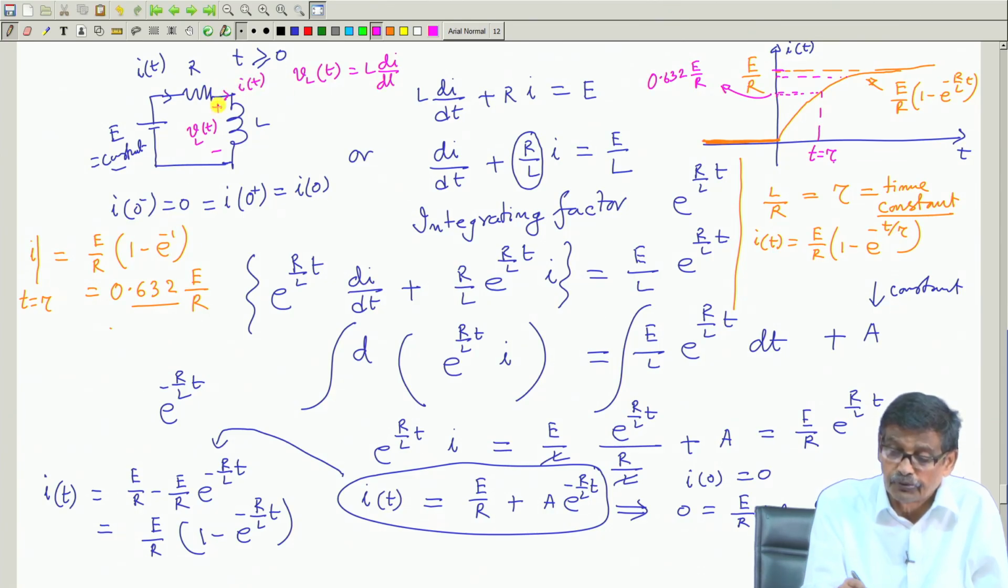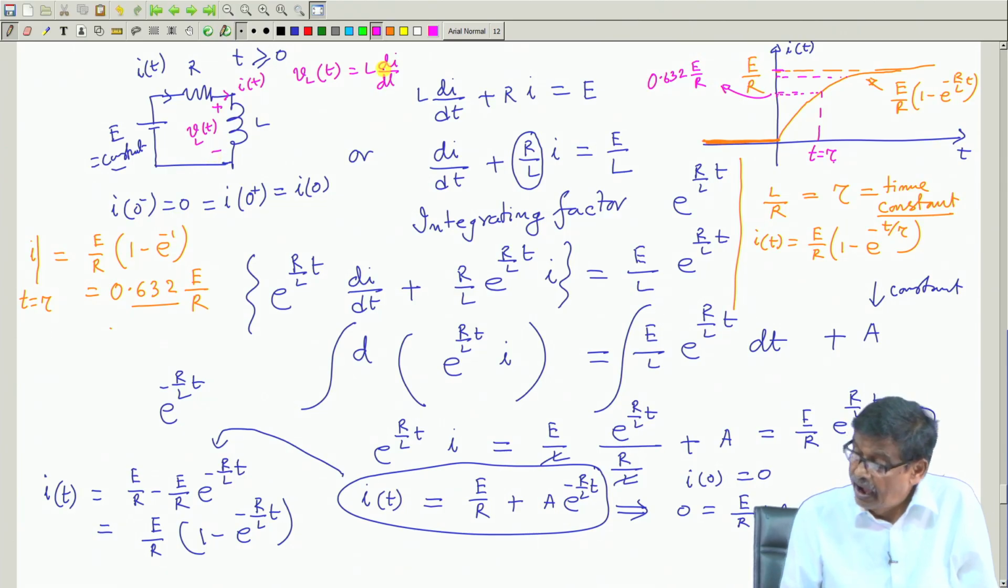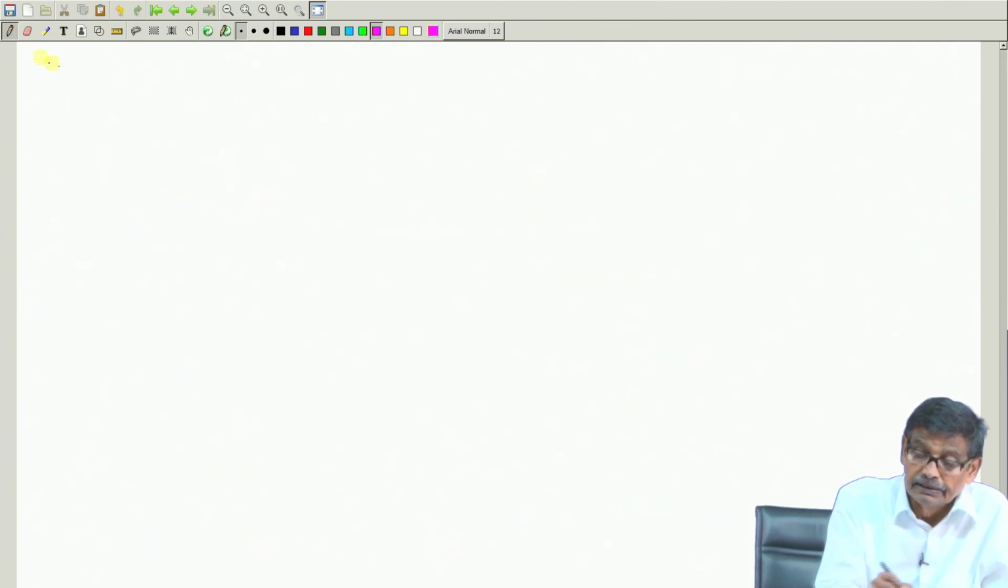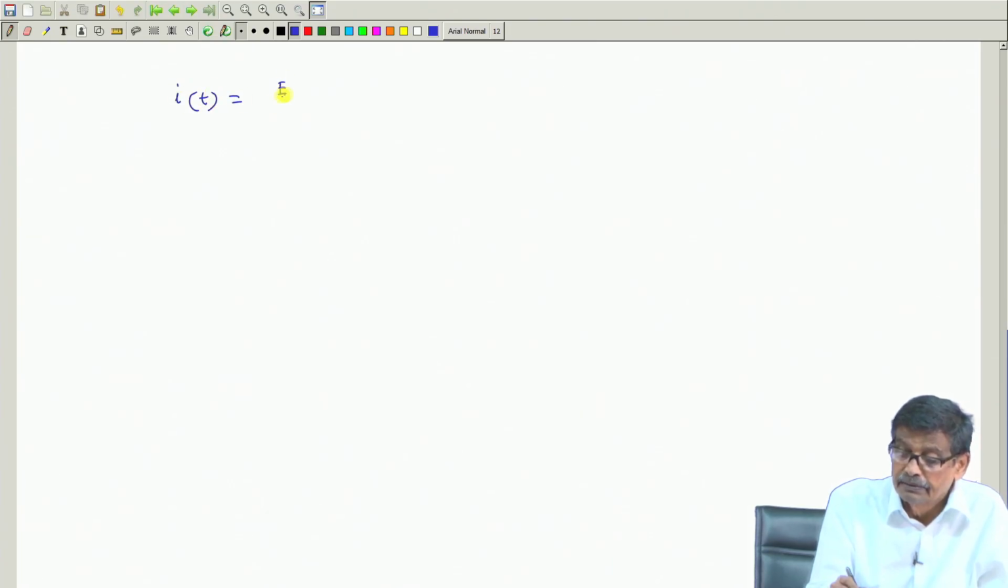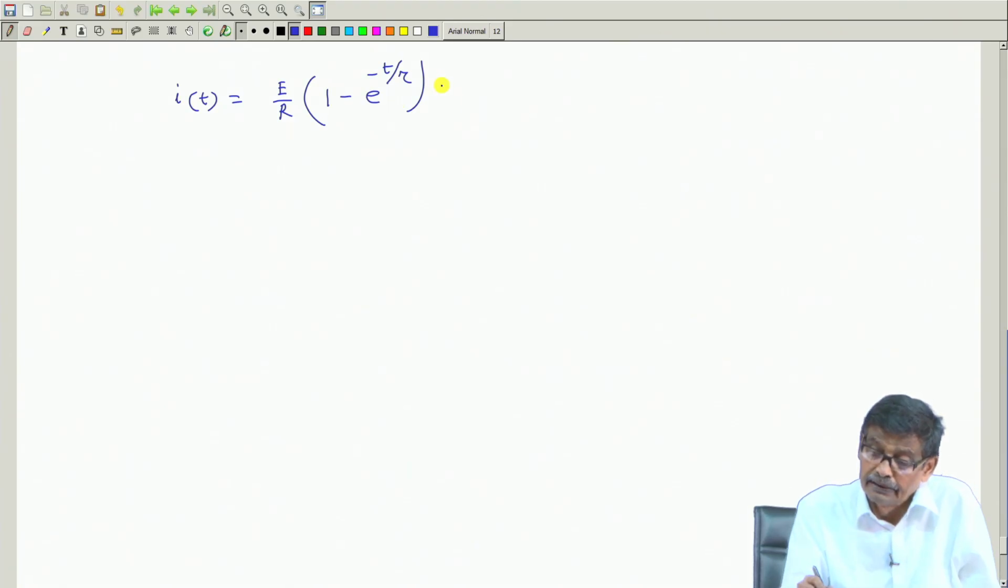So, this voltage potential of this point with respect to this is L dI/dt. I already know it is equal to E by R something. So, let me write it here. We have seen that I(t) is equal to E by R times 1 minus e to the power minus t by tau, and tau is the time constant, tau is L by R.